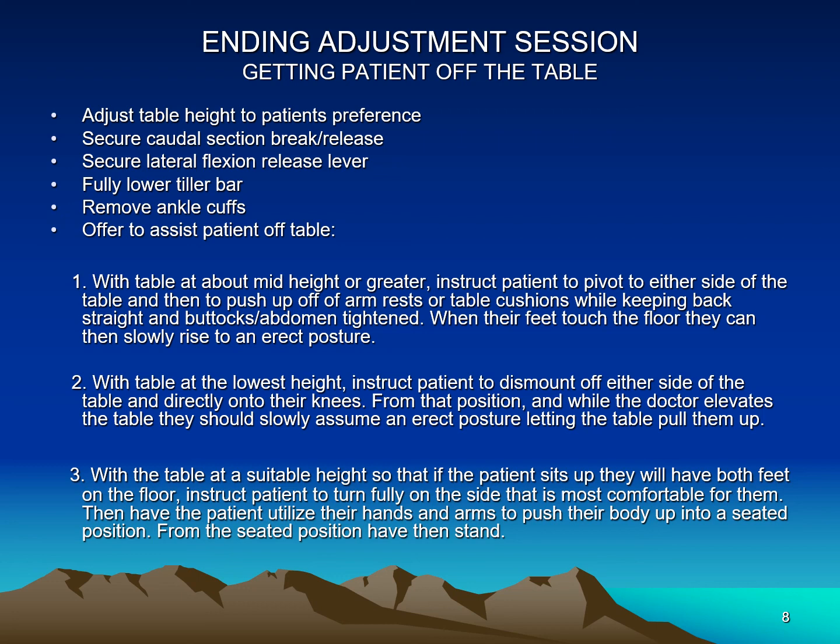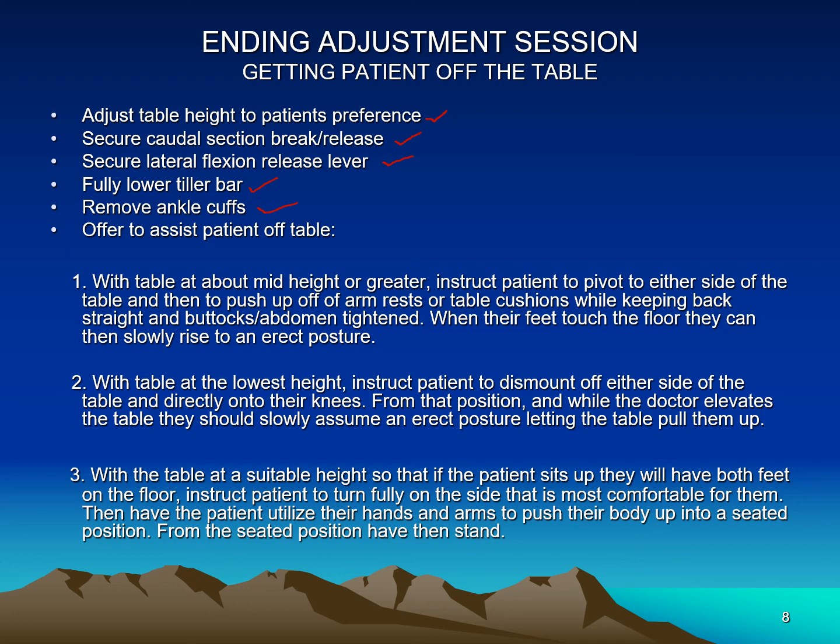All right, so some things to consider is you adjust the table height to the patient's preference. You secure the caudal section, make sure it is not loose. Make sure the caudal section brake is engaged. And the same thing for the lateral flexion lever. And those are all, we go over those in the videos. Fully lower the tiller bar. They do not need to wrestle with the tiller bar trying to get their feet over it. Make sure if the cuffs were on that they're removed, and then offer to assist the patient.